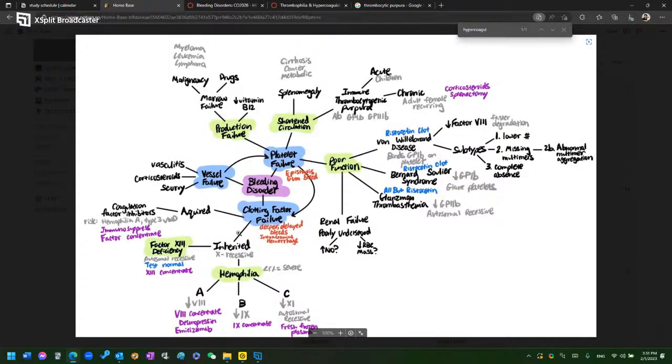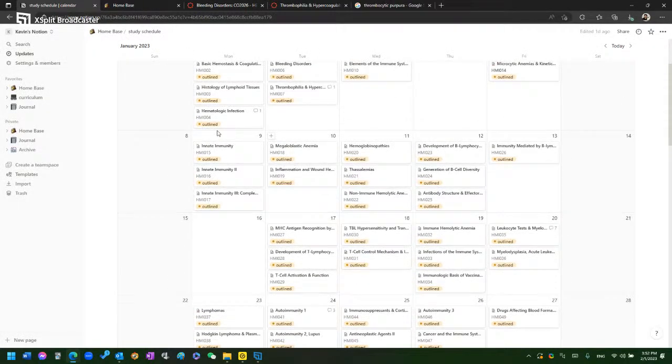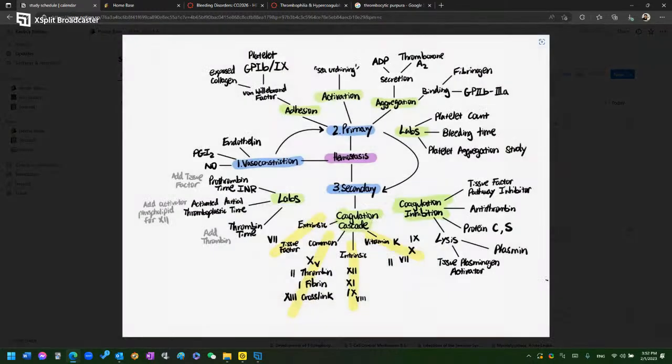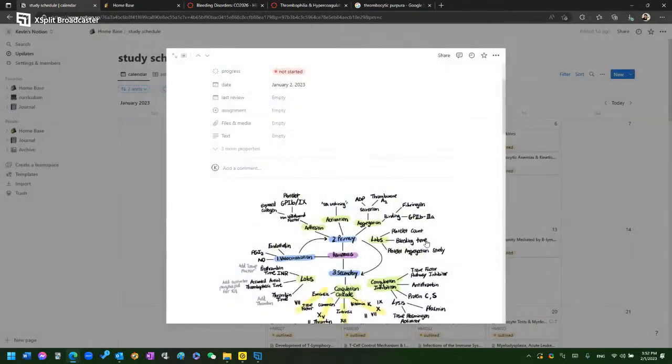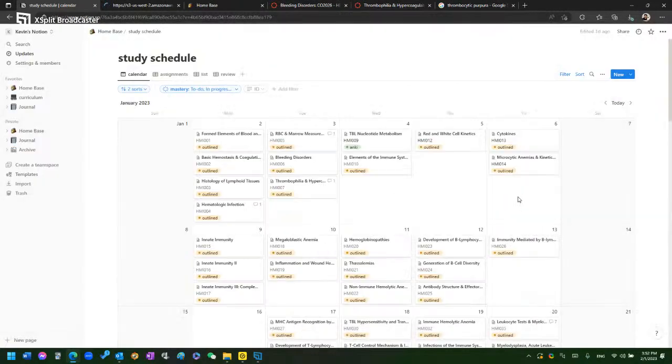So, anything involved in the process of clotting, whether it's your primary clotting, adhesion, activation, aggregation, or your secondary clotting, the coagulation cascade, you're going to have a major issue, and you're going to have a bleeding disorder.